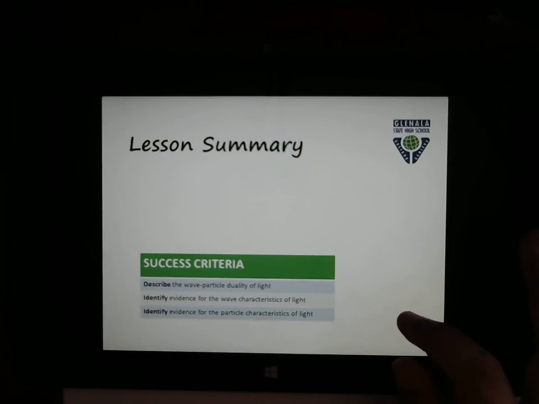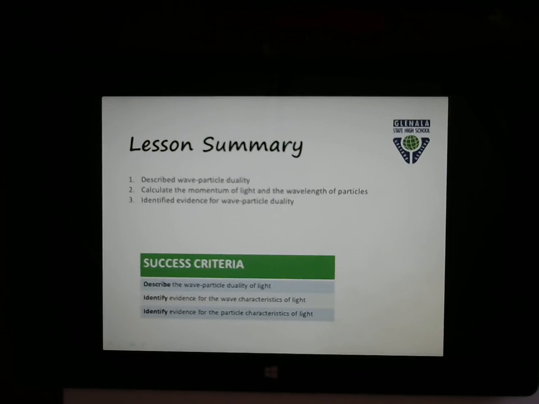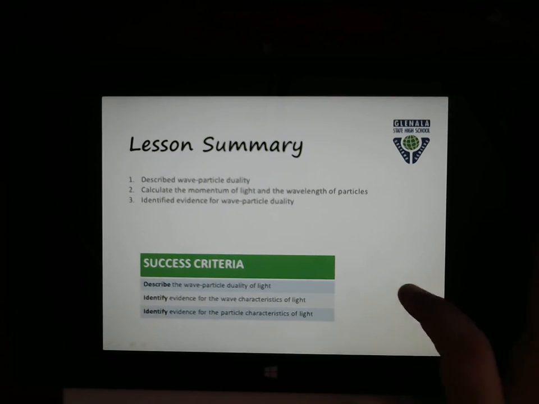So in this video, we have learnt about the following. We have described wave-particle duality. We've calculated the momentum of light and the wavelength of particles, and we've identified our evidence for wave-particle duality.